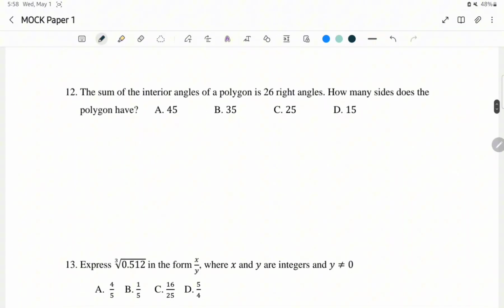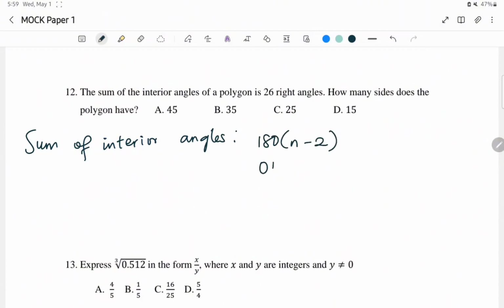Question number 12. The sum of the interior angles of a polygon is 26 right angles. How many sides does the polygon have? Well, the formula for the sum of interior angles is 180 multiplied by n minus 2, or 2n minus 4 right angles. That's the formula for the sum of interior angles of a polygon.